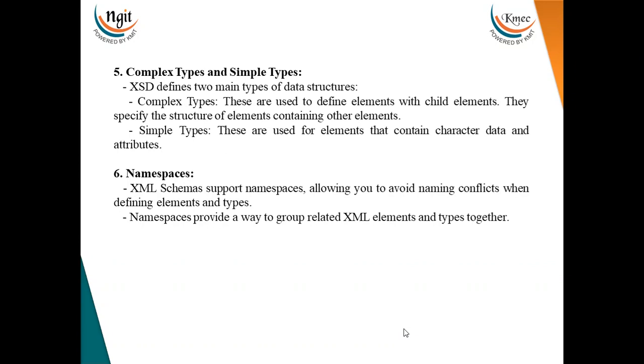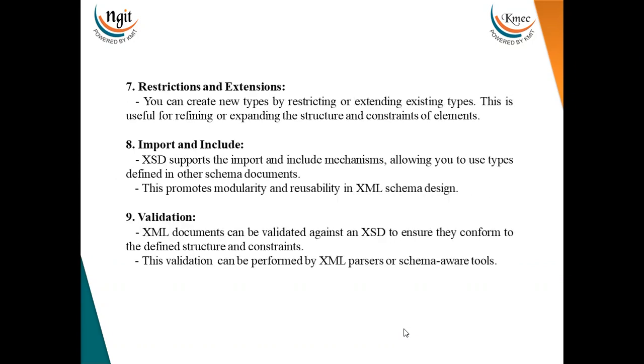And namespaces: we know XML schemas support namespaces. That means a certain nomenclature will be followed to avoid naming conflicts. It has to define its elements and types. A namespace provides a group of related XML elements and types together. Here we also have restrictions and extensions for existing types. We can create new types by restricting or extending existing types. This is like refining or expanding the structure and constraints of elements.